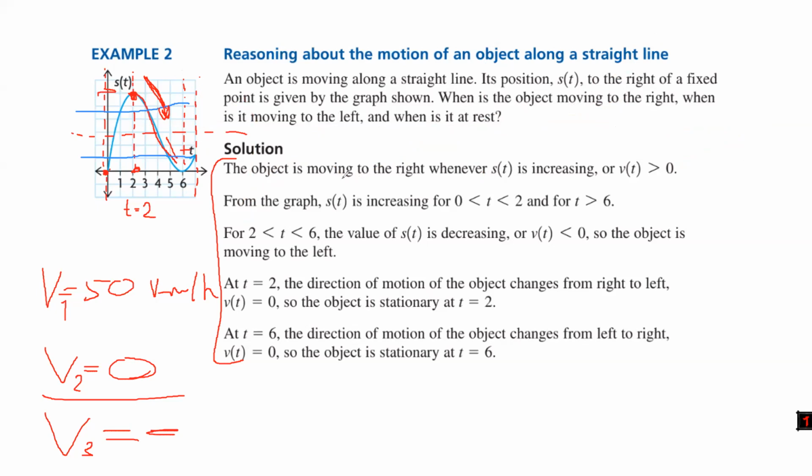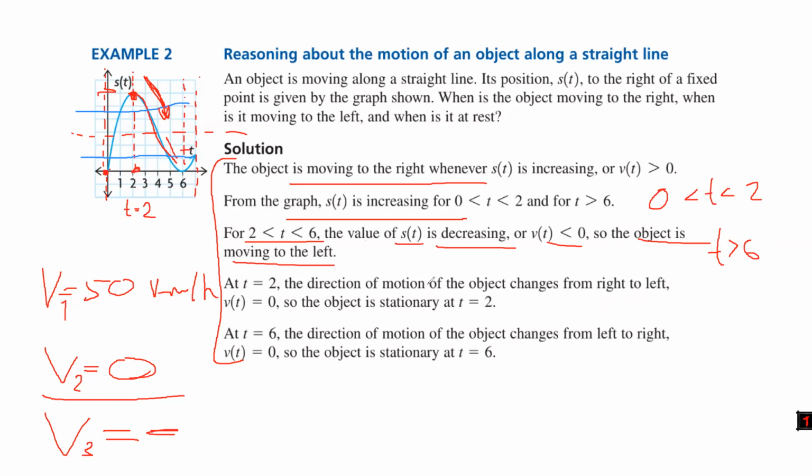So let's analyze what is given. From the graph, the object is moving to the right when time is greater than 0 and less than 2, or for time greater than 6. Is it clear? For the period of time from 2 to 6 seconds, the value of displacement is decreasing, so velocity is going to be negative. So the object is moving to the left. At time equals 2, the direction of motion changes from right to left, so velocity at this point equals 0. Same for the point of time 6. Clear?